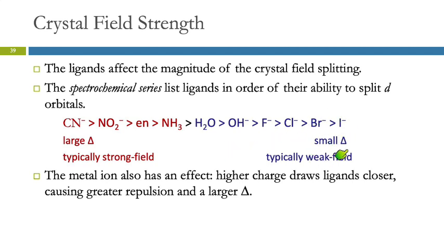So iodide is typically a weak field splitter. They'll be splitting, but they'll be very close in energy. The metal ion also has an effect. If you have higher charge, it pulls the ligands in closer and magnifies the effect, so you'll get a larger delta.